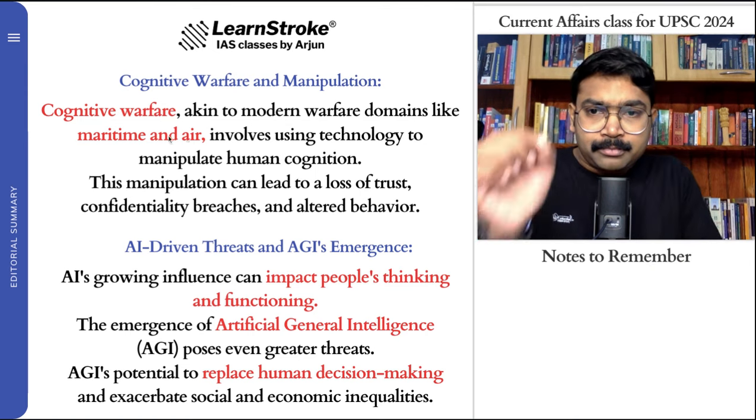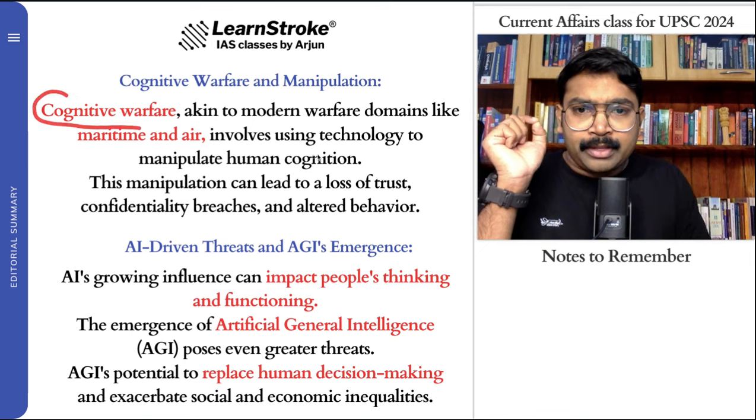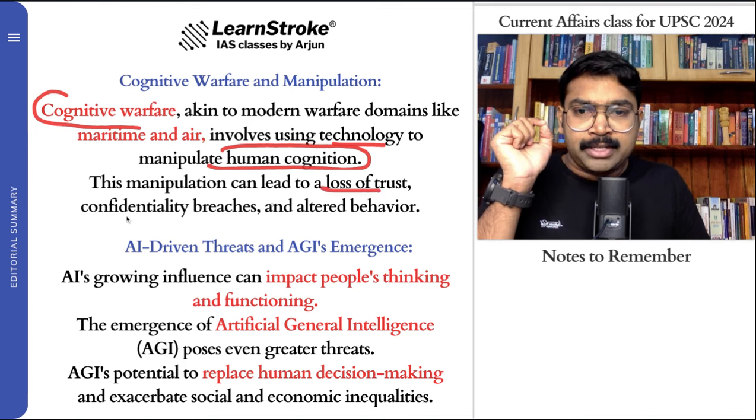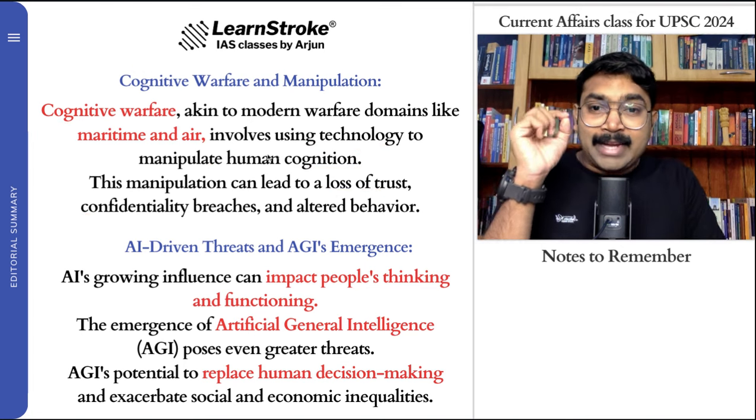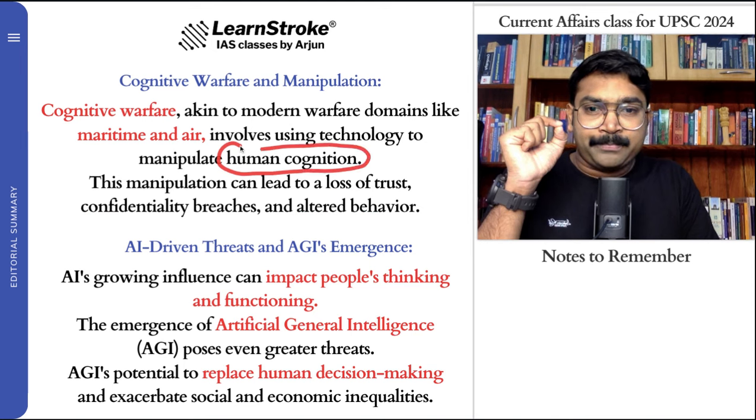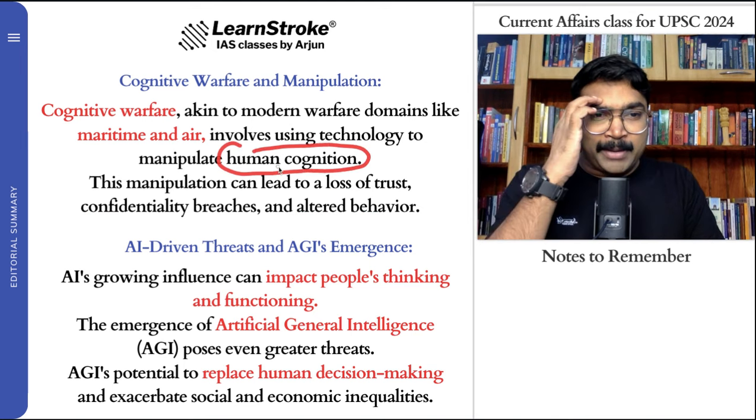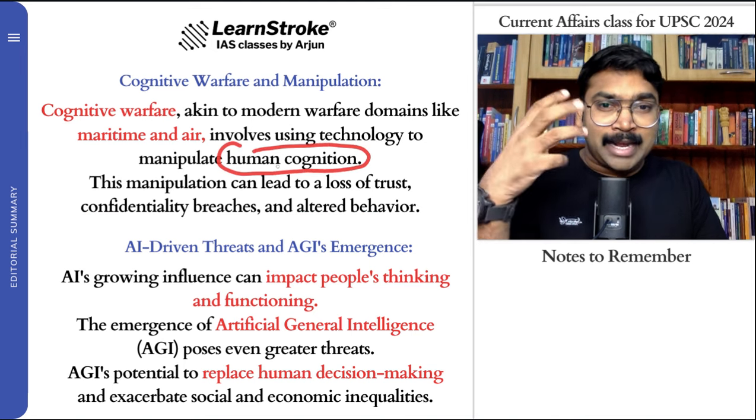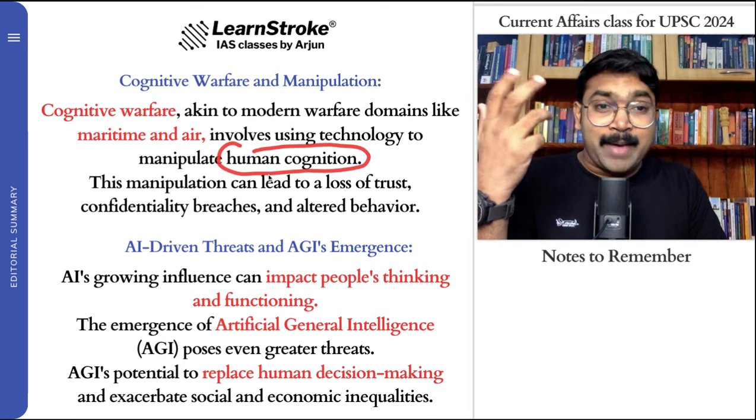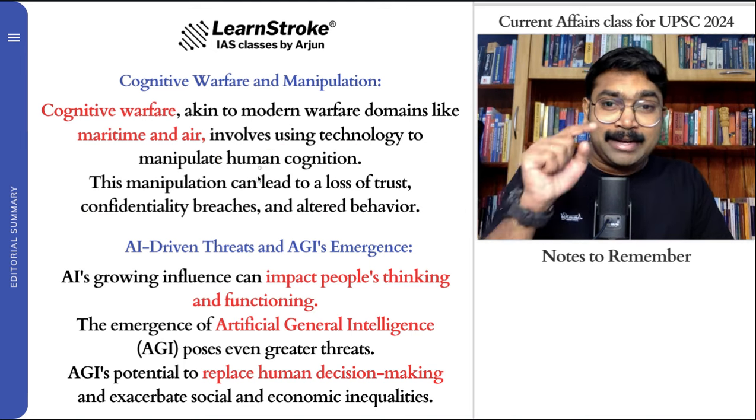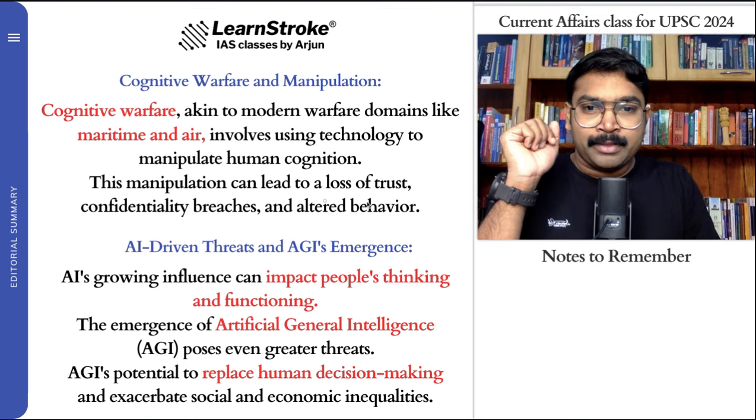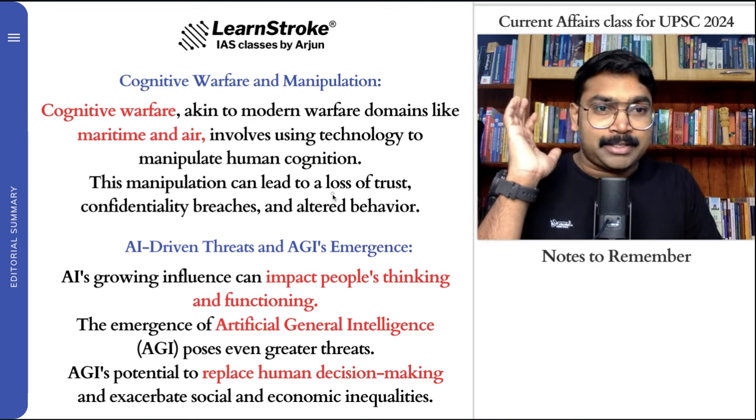Cognitive warfare involves using technology to manipulate human cognition. The manipulation can lead to loss of trust, confidentiality breaches, and altered behavior. So it uses technology to manipulate human cognition, human understanding, the human mind. Just imagine where technology is going. Cognitive warfare can be more dangerous than normal warfare. It can completely change a person.